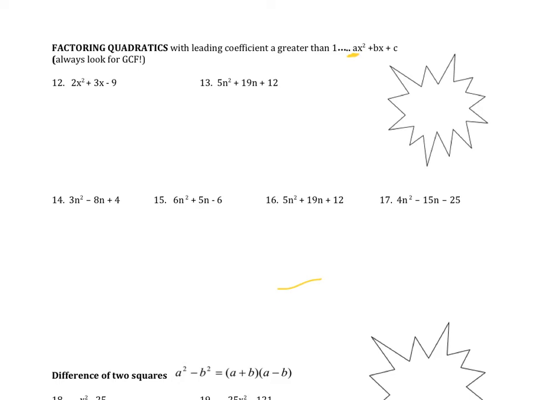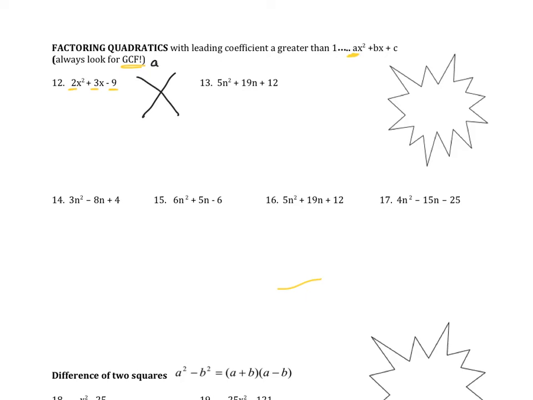The procedure begins exactly the same as it did on the front side when my a was 1. So remember, my a is 2, and when I look at the 2, 3, and the negative 9, there's no GCF to factor out. Sometimes there is, and the problem becomes a little simpler. So let's take a look at my setup.